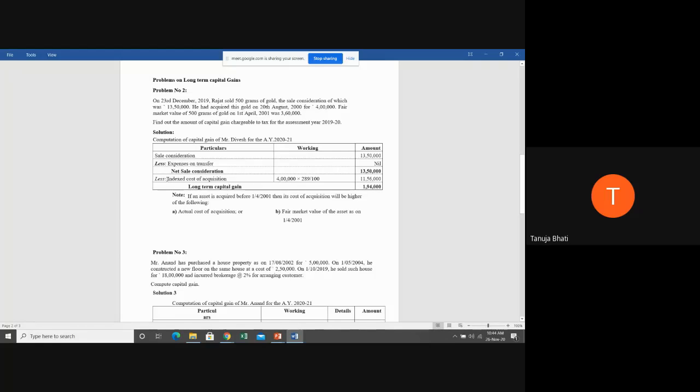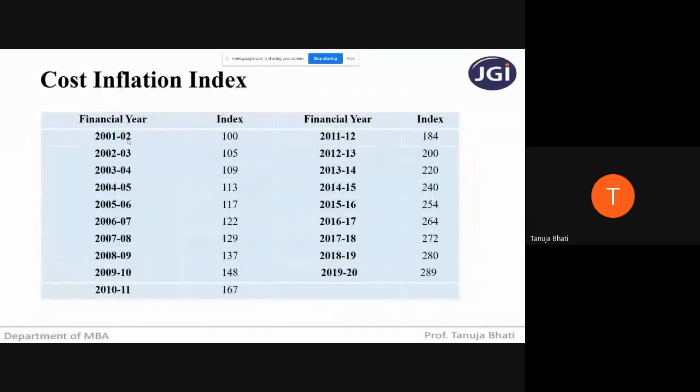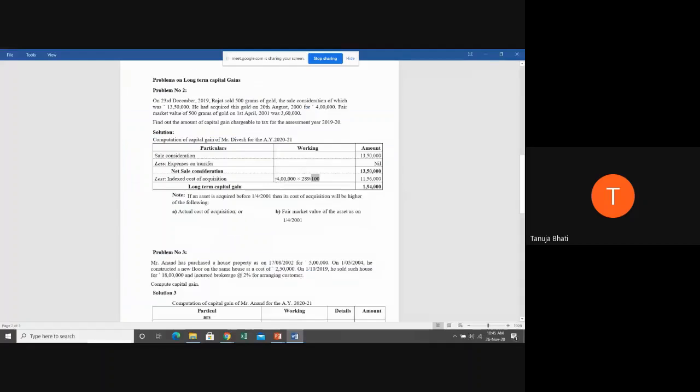What is the formula for indexed cost of acquisition, students? Cost of acquisition, correct, divided by the index of the year of acquisition into the index of the year of transfer. Now, since the year of acquisition is before 1/4/2001, therefore we are taking 100 as the index. Students, what I have told you all, since the asset is purchased before, indexation will always start with 100, that is 2001, 2002. So what we have done is 4 lakh divided by 100 into index of which year? Index of the year in which the asset is being sold.